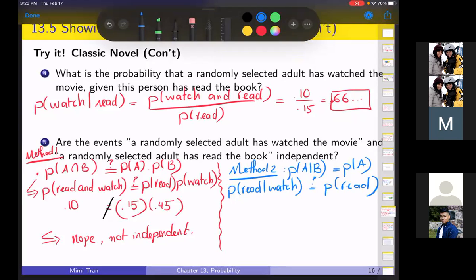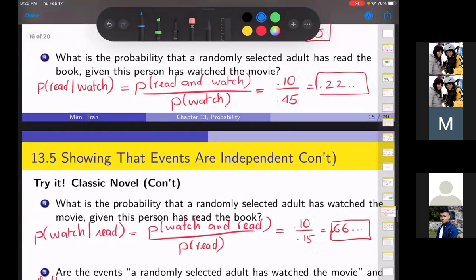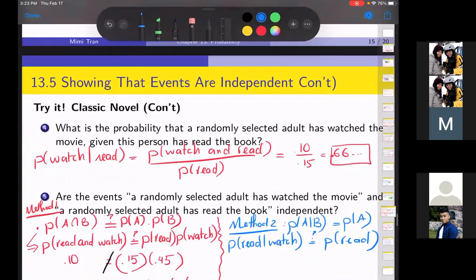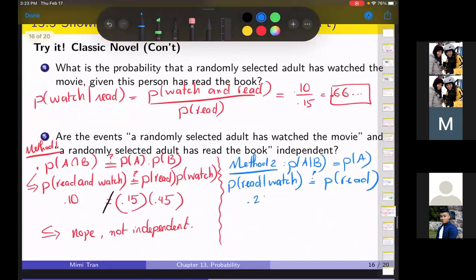P of read given watch, that's 0.222 something, right? Versus is it 0.15? Right. So absolutely not equal. Not equal again. So both methods prove that they're not independent. Pick one. You don't have to show me both. Sometimes you'll be able to pick, sometimes you can't. Use what you have.